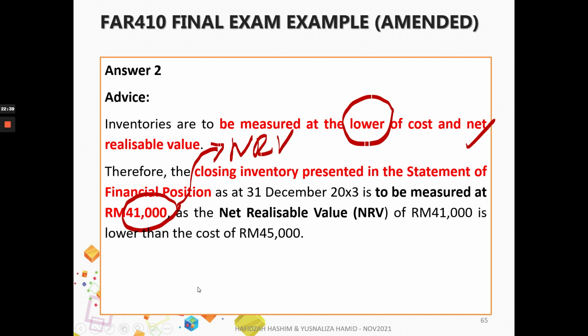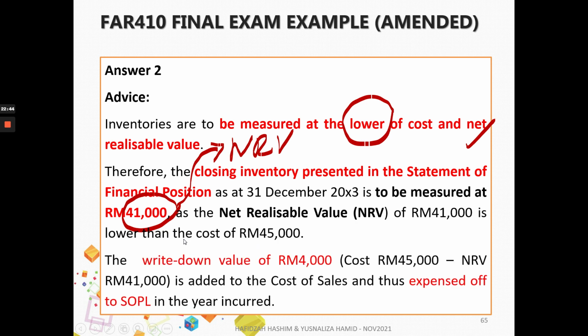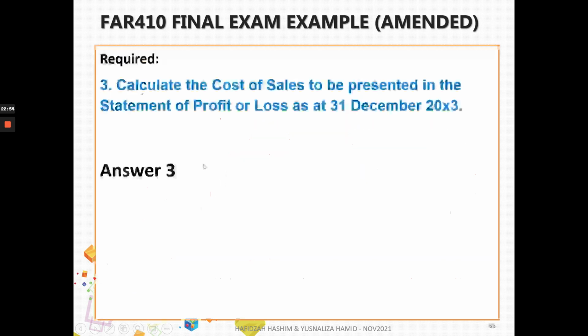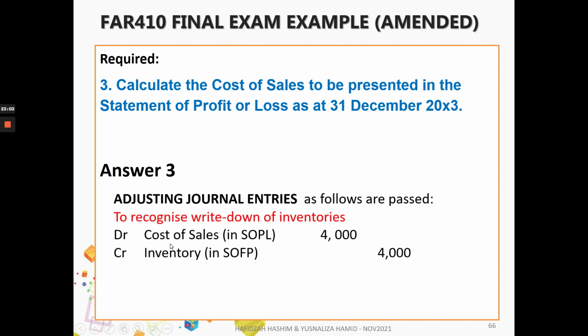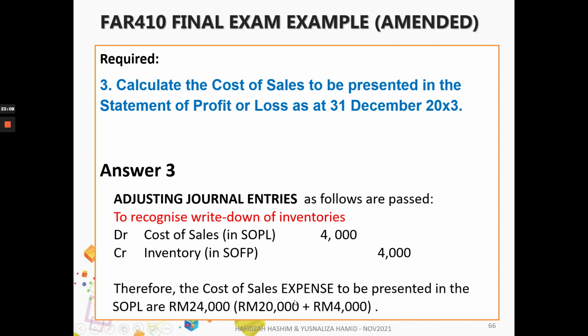As the NRV is lower and the cost is higher, the inventory has to be written down by 4,000, and that write down is added to the cost of sale: debit cost of sale, and credit inventories in the year incurred. Recall earlier the cost of sale was 20,000. You have to do the adjusting journal entries. As I mentioned, debit cost of sale, credit inventory, and as a result, the cost of sale now has to be increased to 24,000 because of the extra 4,000 expense due to the write down.